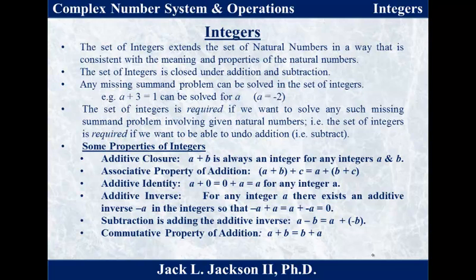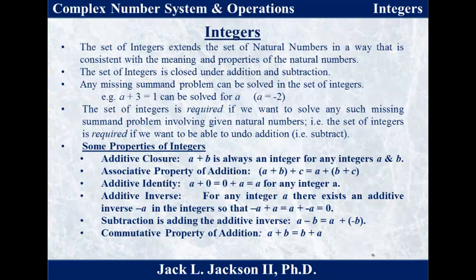And notice most of these are the same properties that we had for natural numbers. And by the way, we've extended the properties of natural numbers first to the whole numbers, then all the way to the integers, in such a way that these properties will keep going. The integers have additive closure. a plus b is always an integer for any integers a and b.